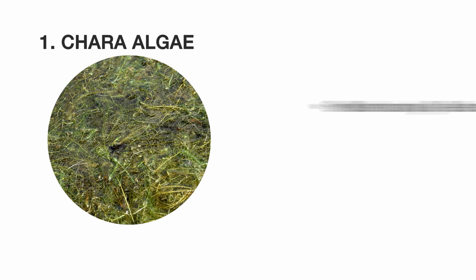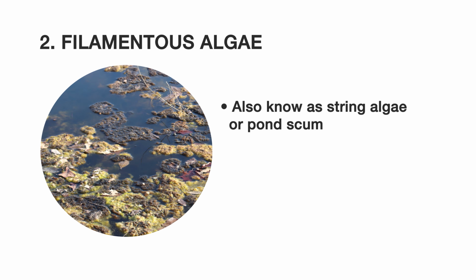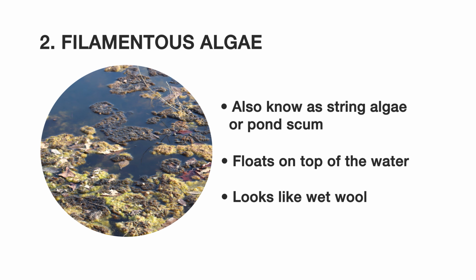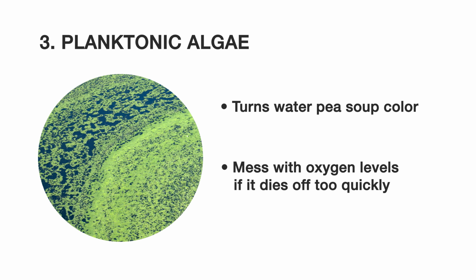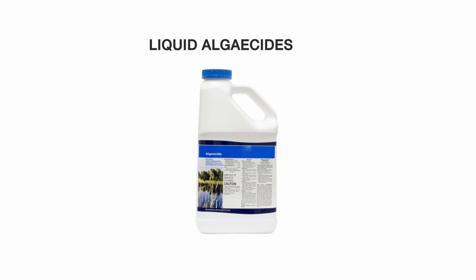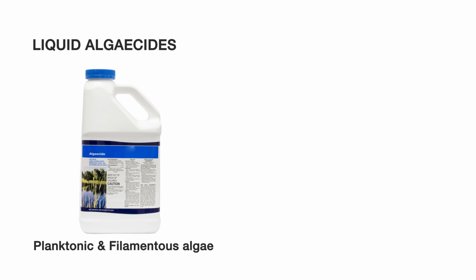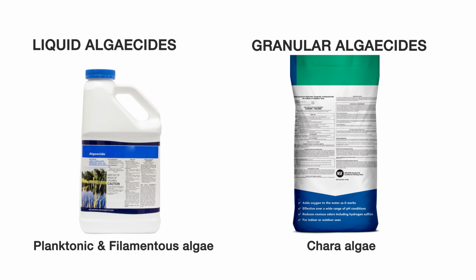There are three main types. One, chara algae smells musky and feels crunchy. It's easy to rake out of the pond. Two, filamentous algae, also known as string algae or pond scum, floats on top of the water and looks like wet wool. And three, planktonic algae. It turns the water pea soup color and can really mess with the oxygen levels if it dies off too quickly. Liquid algaecides are best for planktonic and filamentous algae, while granular algaecides work well for chara algae.